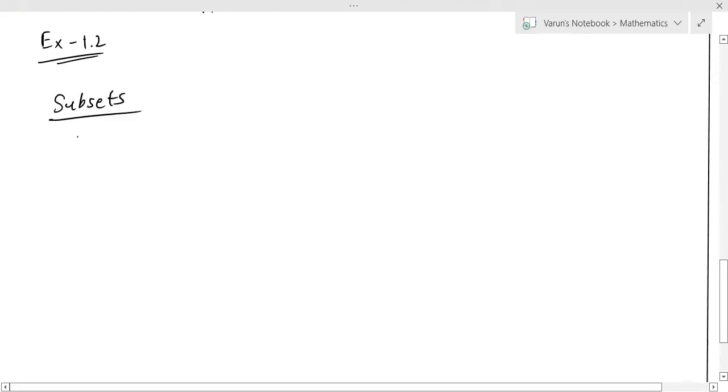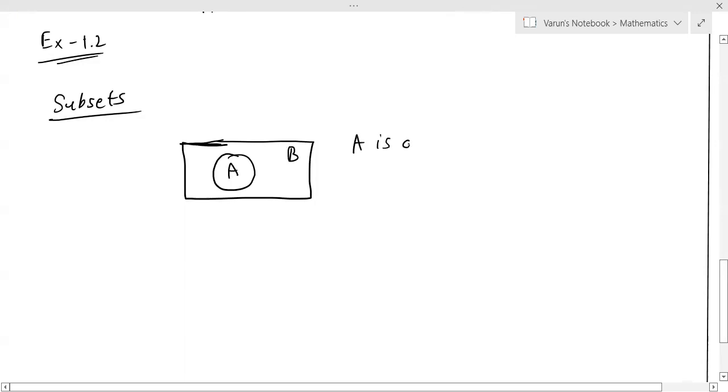What is a subset? Subset means if I draw a Venn diagram, if this whole rectangle is set B, and then you have a smaller part A, then I can say A is a subset of B. And how do I write it mathematically? I can write A subset B.